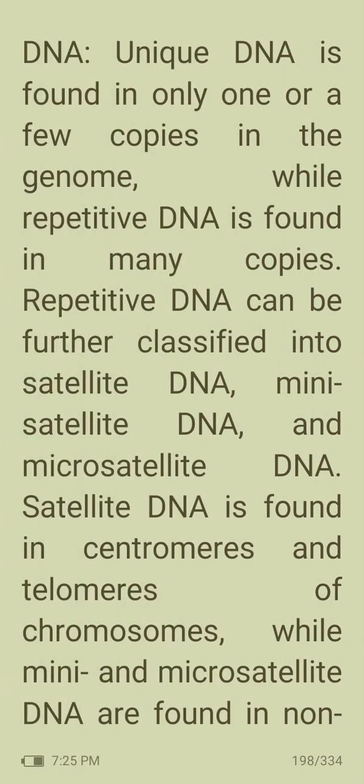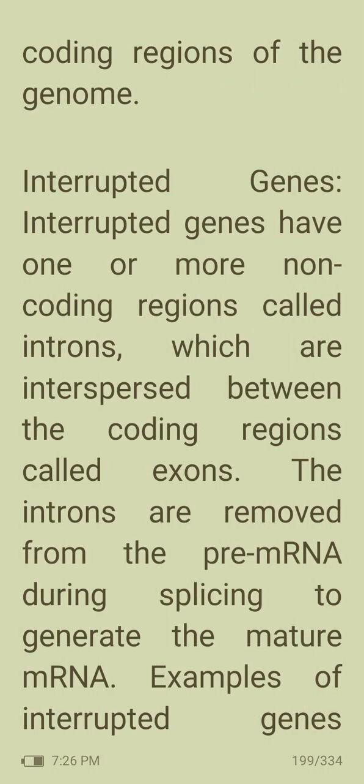Unique and repetitive DNA. Unique DNA is found in only one or a few copies in the genome, while repetitive DNA is found in many copies. Repetitive DNA can be further classified into satellite DNA, minisatellite DNA, and microsatellite DNA. Satellite DNA is found in centromeres and telomeres of chromosomes, while mini and microsatellite DNA are found in non-coding regions of the genome.